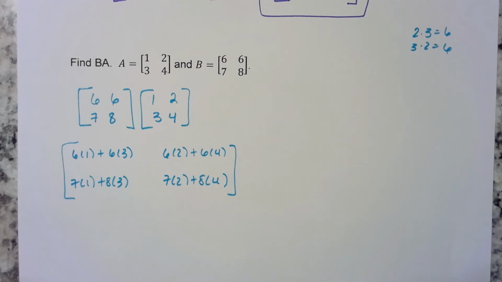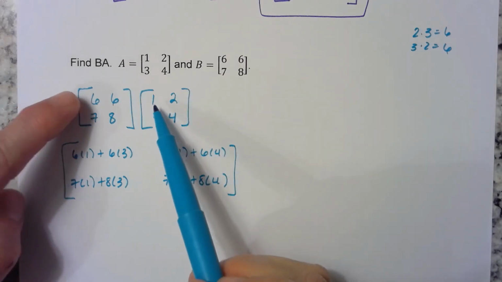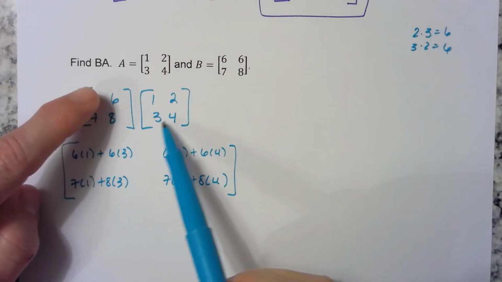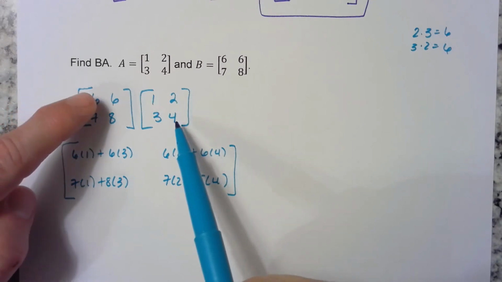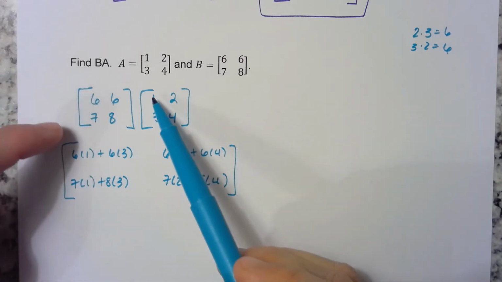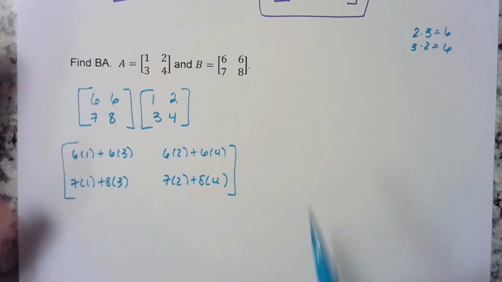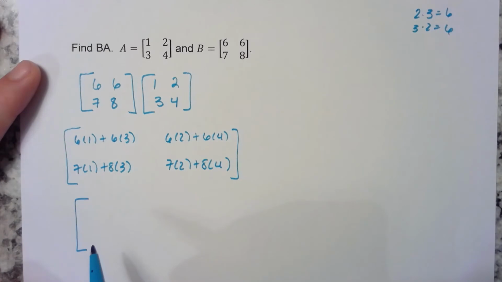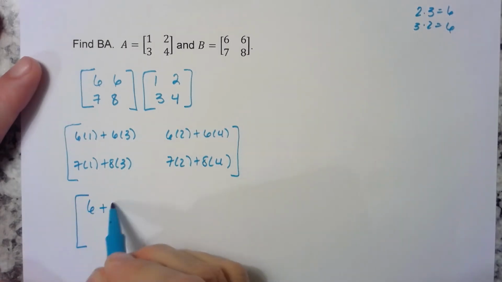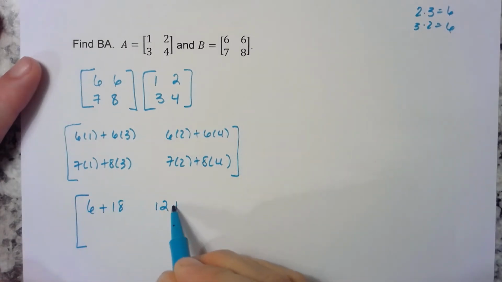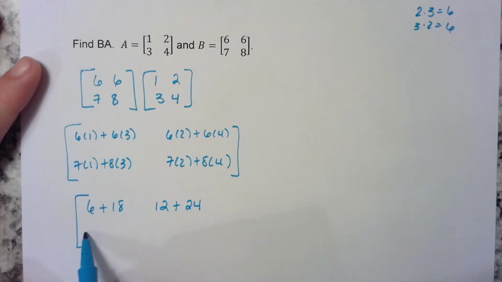I know I did that kind of fast. Once you get used to that method, it will come a little bit quicker to you. So that was 6 times 1, 6 times 3, 6 times 2, 6 times 4, 7 times 1, 8 times 3, 7 times 2, 8 times 4. What do we have? 6 plus 18, 12 plus 24, 7 plus 24, 14 plus 32.